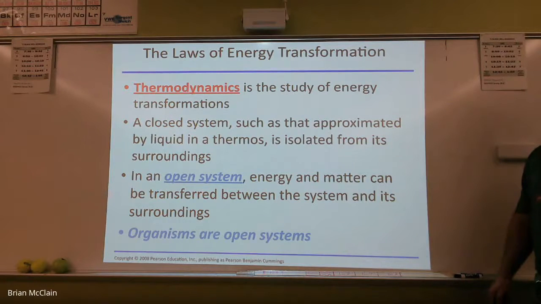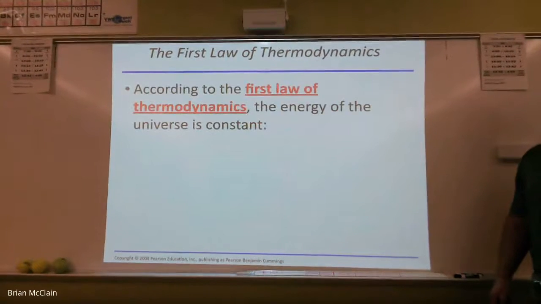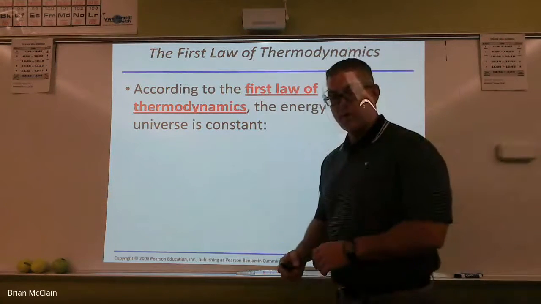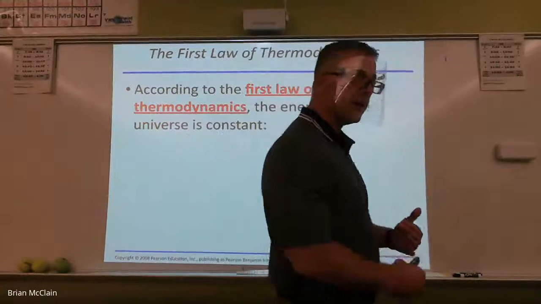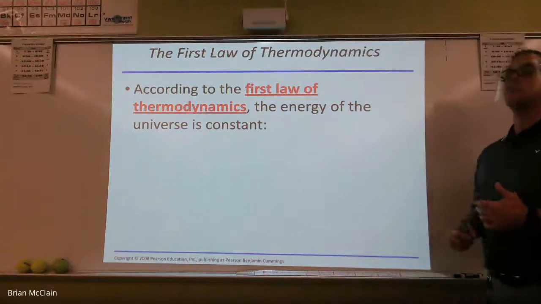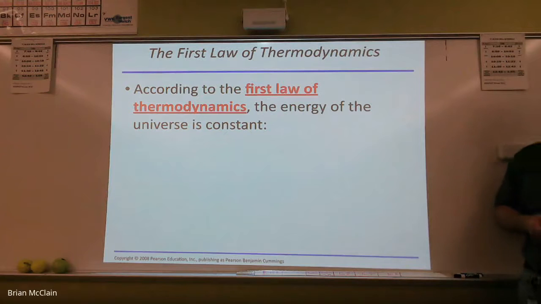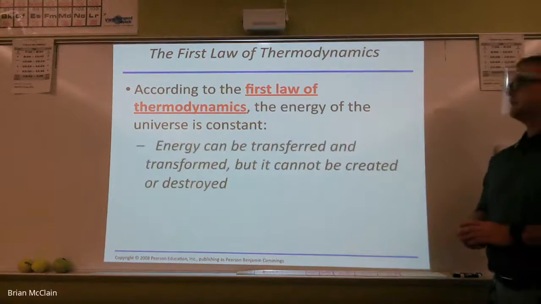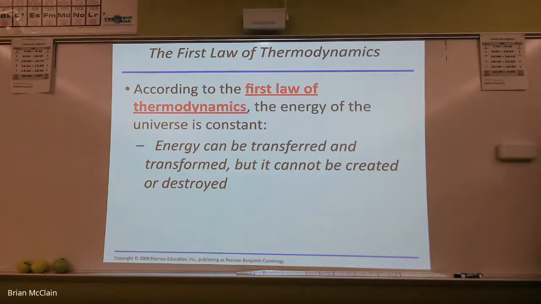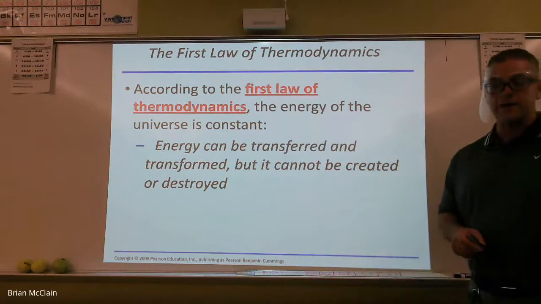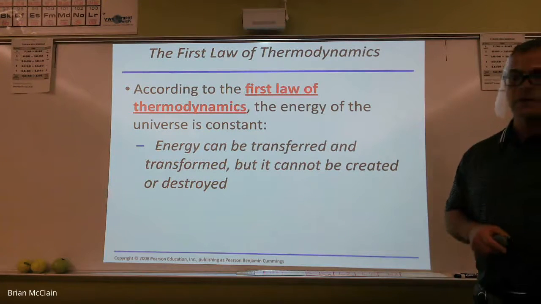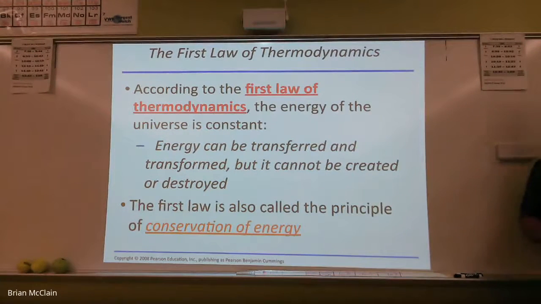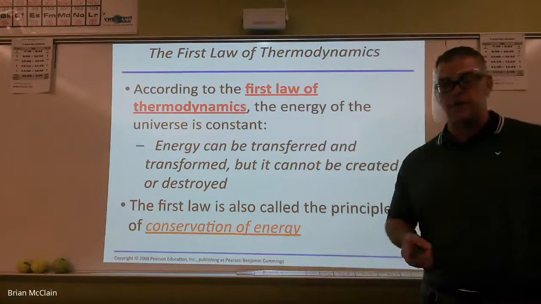So the first one's really straightforward. The first law is basically saying the energy of the universe is constant. What we have is not increasing or decreasing. So we can't create energy and we can't destroy energy. Whatever we have is what we have. So you can transfer it and you can transform it, but you can't create it, you can't destroy it. We often will say that's the conservation of energy. Law of conservation of mass and the law of conservation of energy.